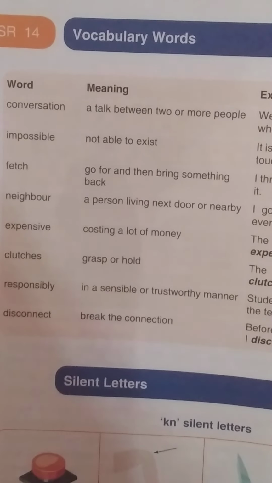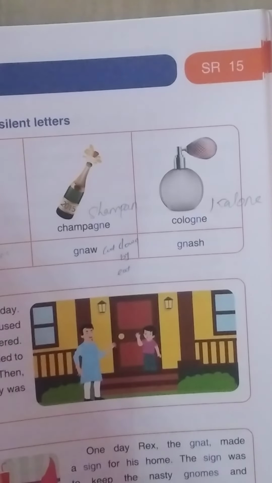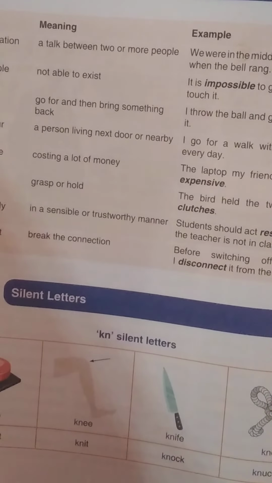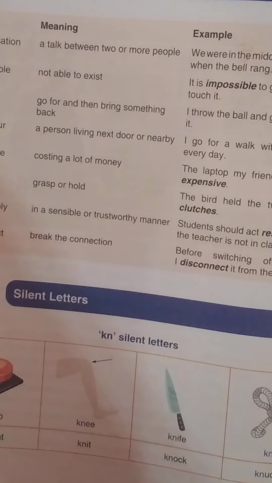Children, today in the phonics part we are going to write a test on silent letter words K and G. So now all of you open your reader SR 14 and SR 15 to practice the K and G silent letter words. Go through the spellings of K and G silent letter words. Take 2 minutes to revise the spelling. Have you all recalled the spellings, children?